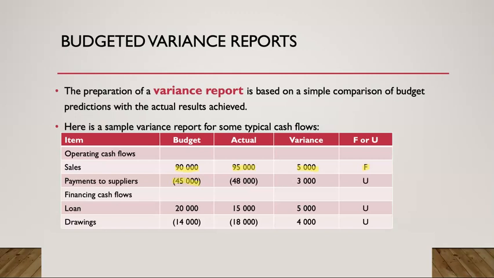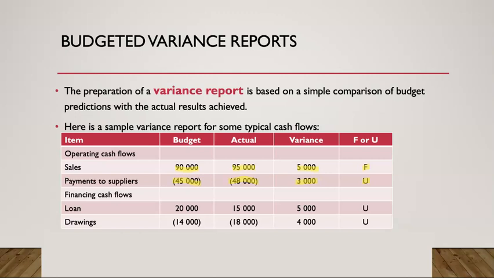Payment to suppliers, $45,000 budgeted. We actually paid 48. This is a variance of 3. But this one is unfavourable because, for the business owner, this is going to reduce our amount of cash. It's a bigger outflow than what we thought.